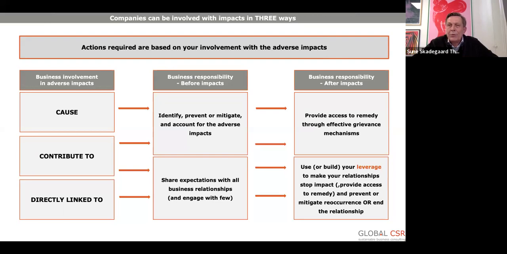Hence, you have to make sure that you ask those business entities to do their due diligence and become transparent about how they manage those, so that you can be and feel more safe around your investment. And also you have to be aware that when it goes wrong, you have to use or build your leverage, and often you may have no leverage. You only own a very, very small stock of the company, and then you should try to build that leverage.